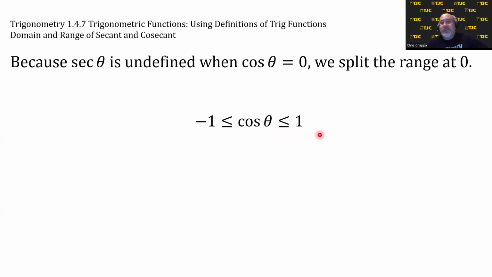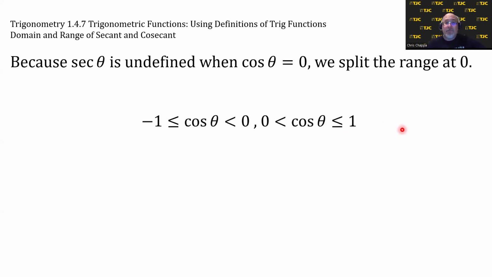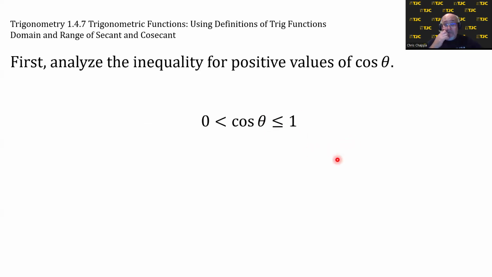Now, secant being the reciprocal of cosine is undefined when cosine of theta is equal to 0. And because of this, we will split the range at 0 and have two separate inequalities. The first of which is -1 is less than or equal to cosine theta, which is less than 0. The second of which is 0 is less than cosine theta, which is less than or equal to 1. And we will analyze the positive values of cosine theta first. So we'll just look at 0 is less than cosine theta is less than or equal to 1.